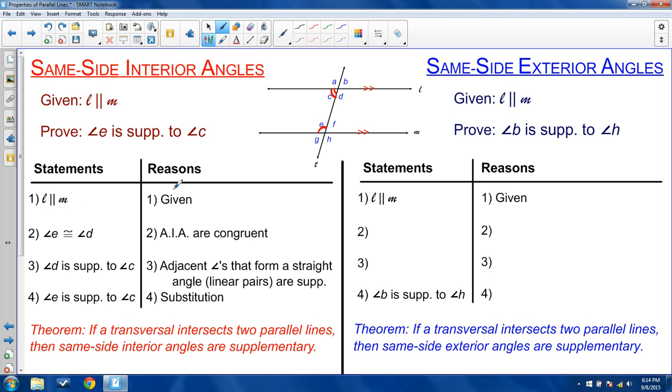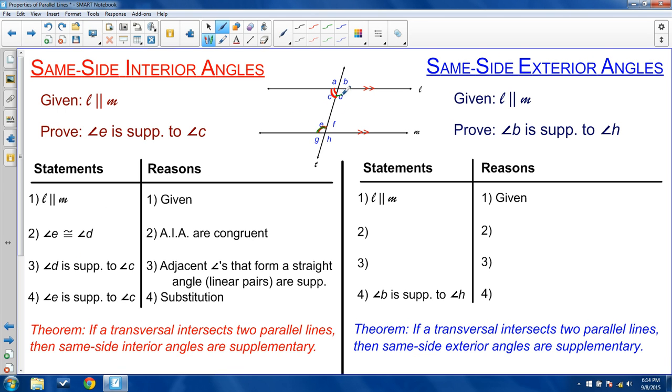Line L is parallel to line M, that's given. Angle E, now here's one of many ways you could do it. I'm just choosing one way here. Angle E is congruent to angle D. How can we say such a thing? How can we say those are congruent? Well, those are alternate interior angles. Now that you know that, you can use that. We just proved it on the last slide, but now you can use it. Angle E is congruent to angle D.